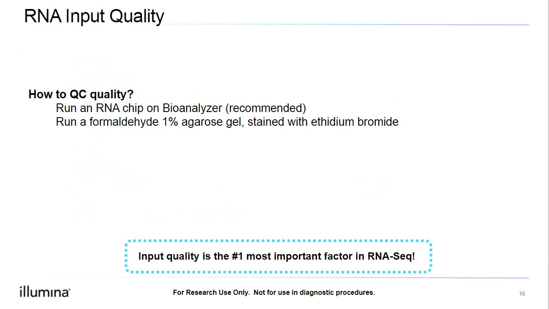So how do we know if our sample has high quality or not? One thing that we recommend to determine this is to run an RNA chip on a Bioanalyzer. We should be able to see clean ribosomal peaks, and it should also give us an RNA integrity number. With this information, we can determine what the RNA quality actually is. Alternatively, we can run an agarose formaldehyde gel and see if those RNA bands are intact.